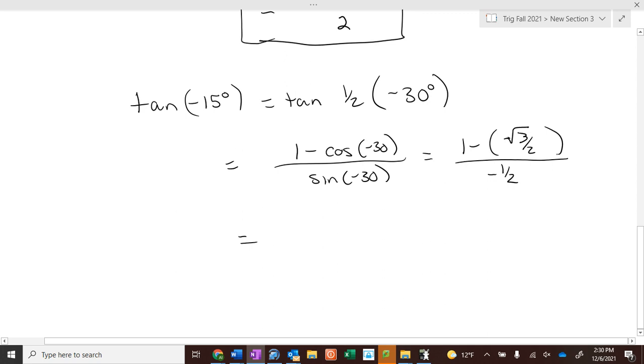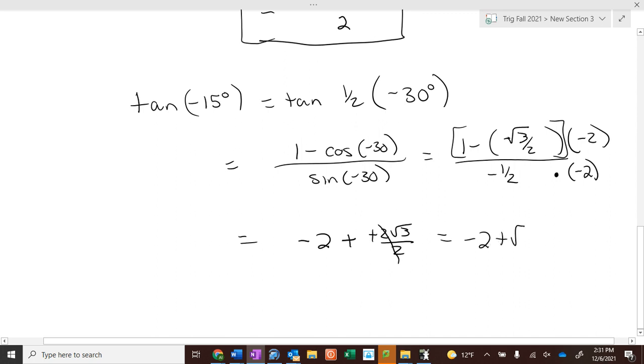So how can I get rid of my negative 1/2 on the bottom? Multiply both the top and bottom by negative 2. What's negative 2 times 1? Negative 2 minus negative 2 square root of 3 over 2, right? Minus a negative is plus a positive. The 2's cancel, so we get negative 2 plus square root of 3.